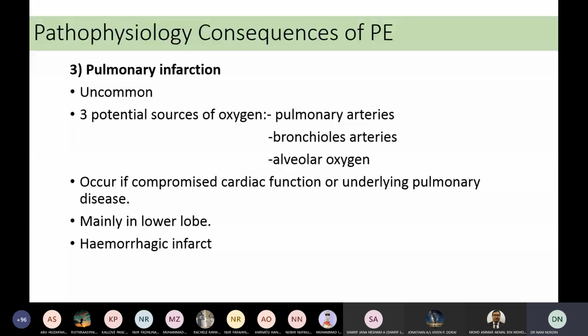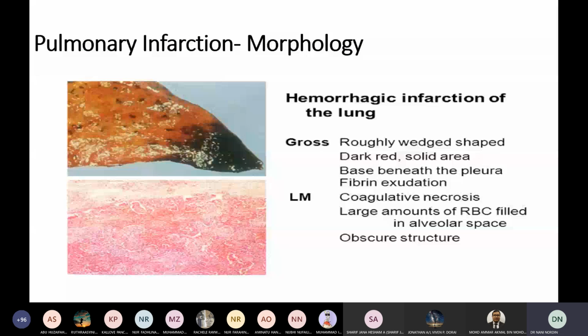What will happen is it will start with coagulative necrosis. You can see it's black in color. Usually it is a wedge shape. Here the wedge shape is not clear, but usually, if you can imagine, the wedge is like this. The wedge is a triangle shape.